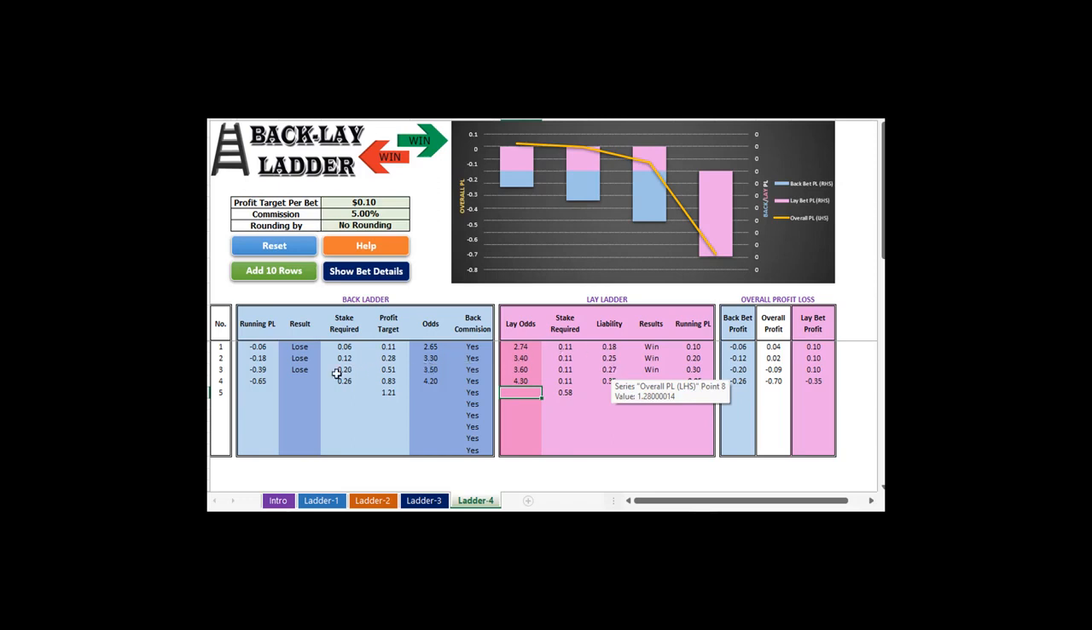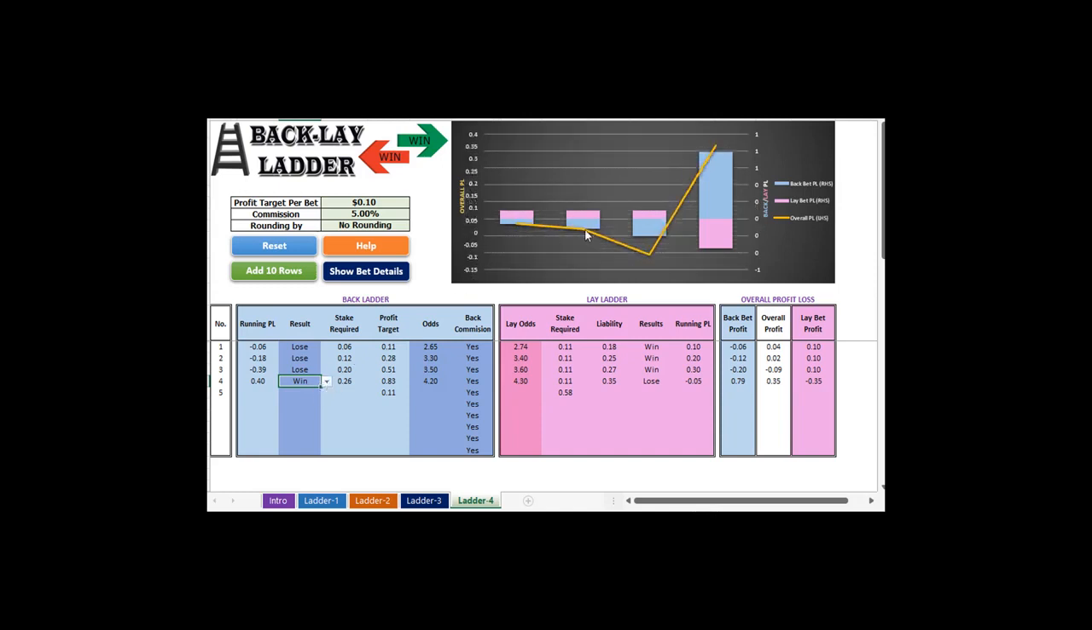Okay, so we finally do get a winner here. It wins. So all of a sudden we can see a big blue tower because our profit has come in for the win, and where we've been losing money there along our running total, now at bet 4 we're running at 40p profit in our back bet, and if we go over to our lay bet, our running total, we can see our lay bet now is minus 5. So we're losing 5p on our lay bet side, and our overall profit now is 35p.